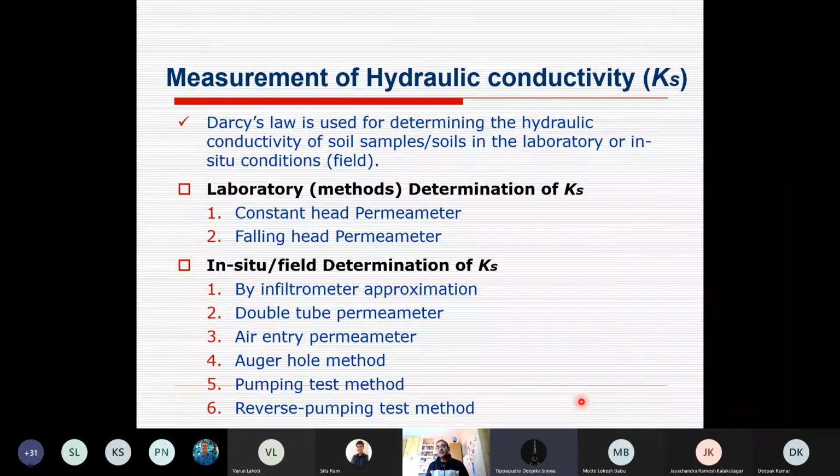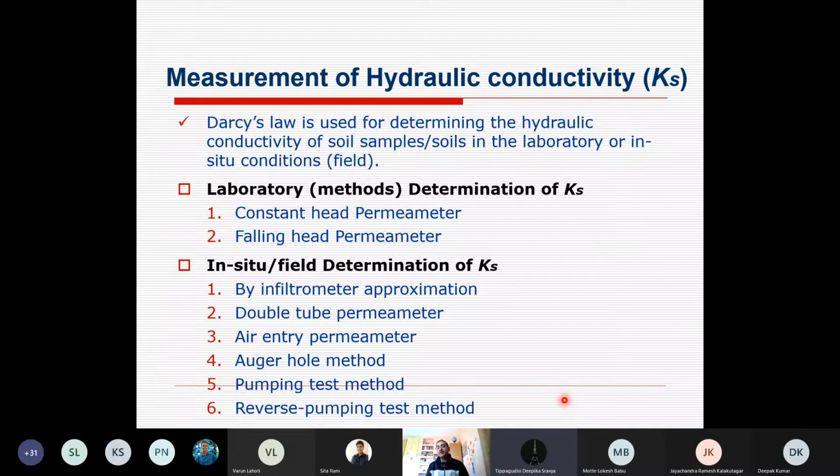When soil is unsaturated and the water table is far below, we fill a hole that we have prepared in the soil to make a constant head. Whatever amount per unit time we are adding there is simply the saturated hydraulic conductivity after quite a long period of time. So these are the methods: the reverse pumping method, pumping test, auger hole method, air entry permeameter method, double tube permeameter method, and the infiltrometer approximation method. These are the methods of measuring hydraulic conductivity in situ, or in field conditions.